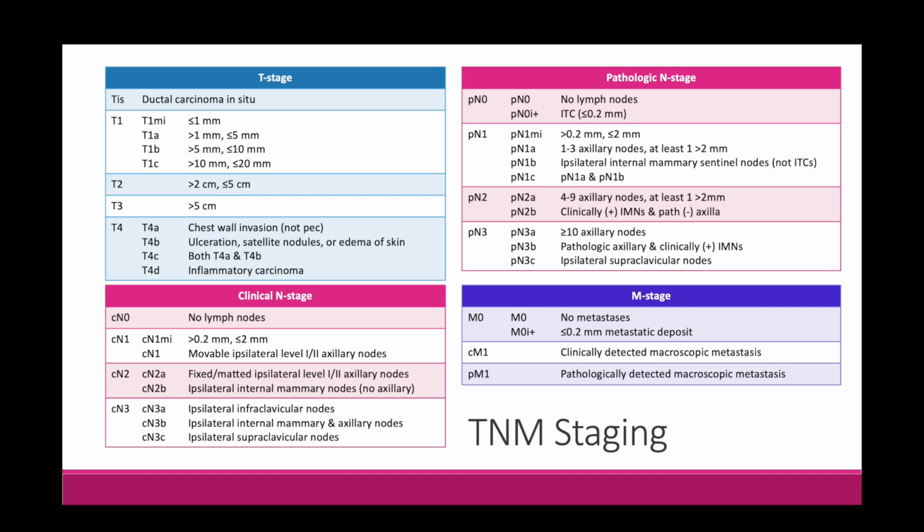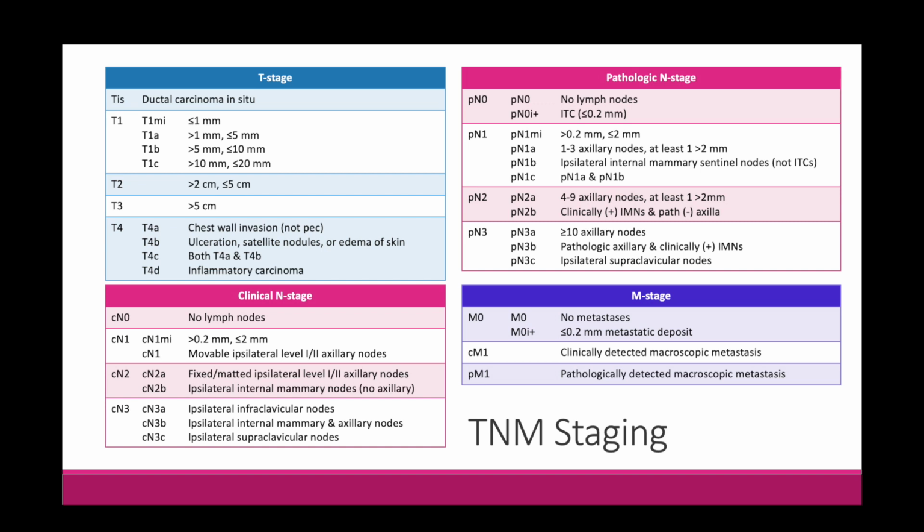And then finally, CN3C is ipsilateral supraclavicular lymph nodes. If you recall in part 1, I talked about how supraclavicular is considered regional nodal for breast, but by the time it's spread to the supraclavicular nodes, it's not considered metastatic, but it's almost metastatic. It's very advanced, so CN3C, okay?